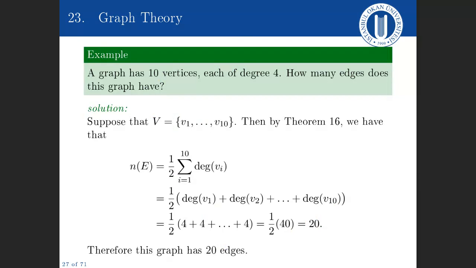For example, a graph has 10 vertices and each vertex has degree 4. How many edges does this graph have? Well, we have our theorem. We're going to do a half multiplied by the sum of the degrees. So it's a half degree of vertex 1 plus degree of vertex 2, etc. But we're told all of these are 4. So it's a half multiplied by 4 plus 4 plus 4 plus 4, etc. A half of 40 is 20. So we know that this graph must have 20 edges.